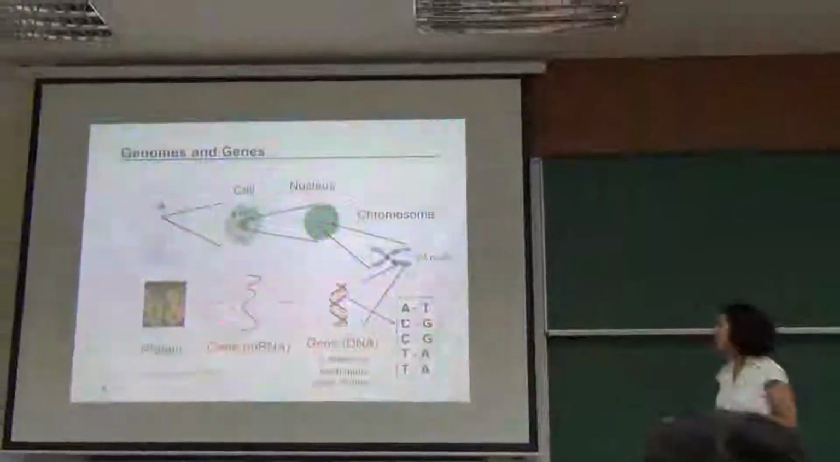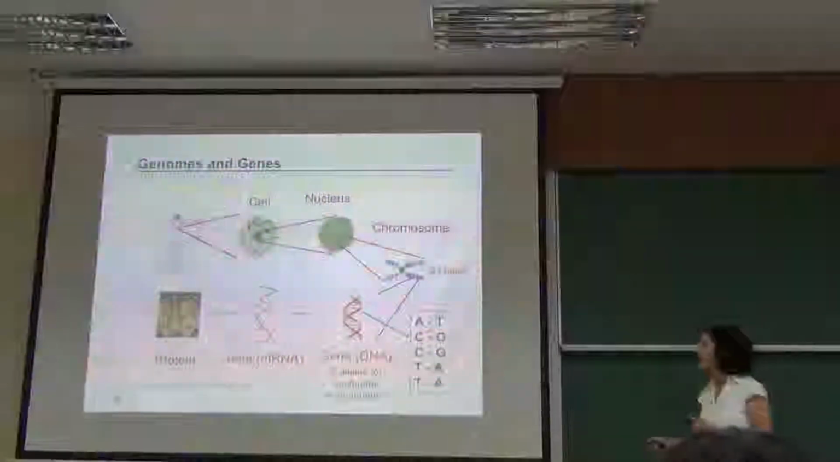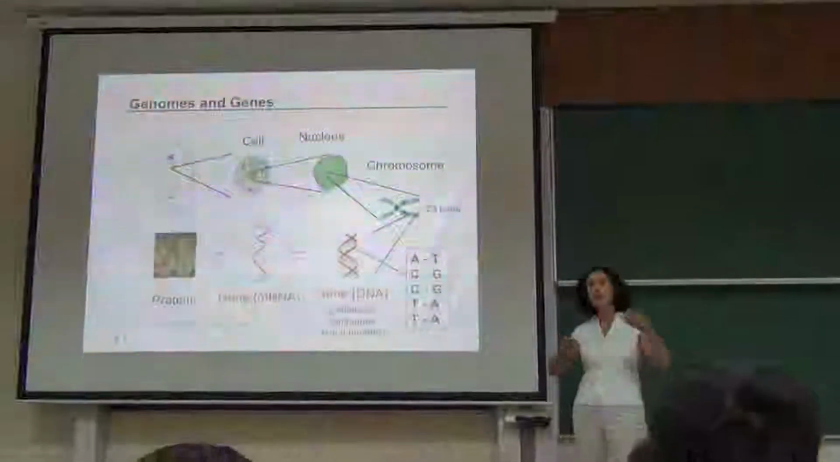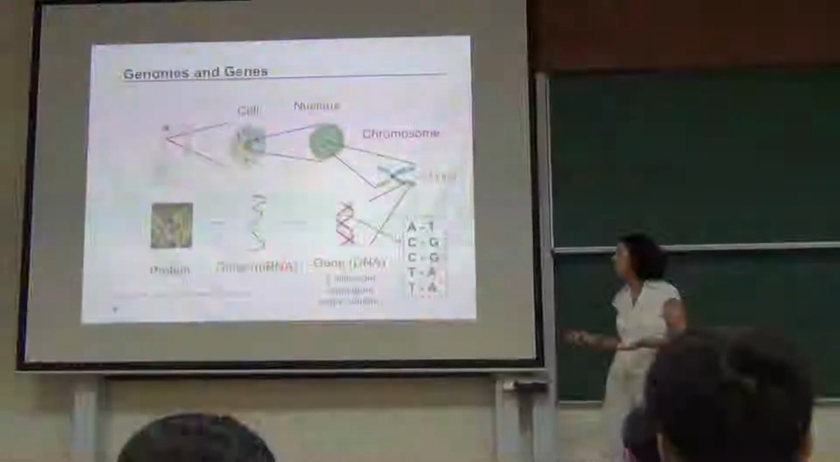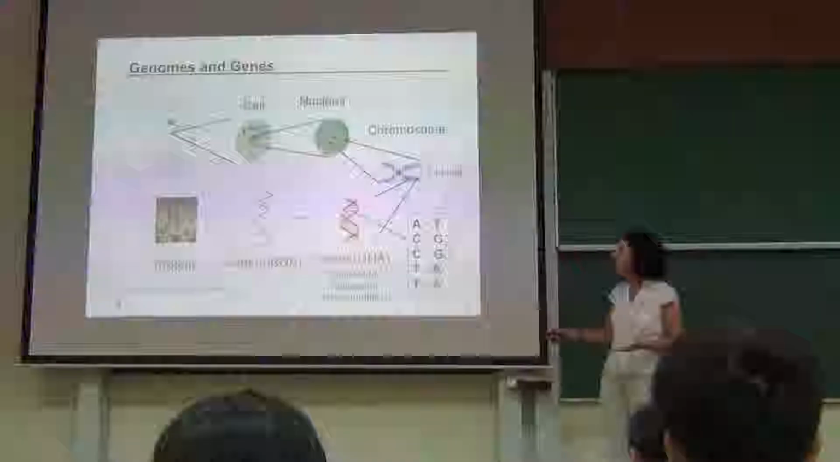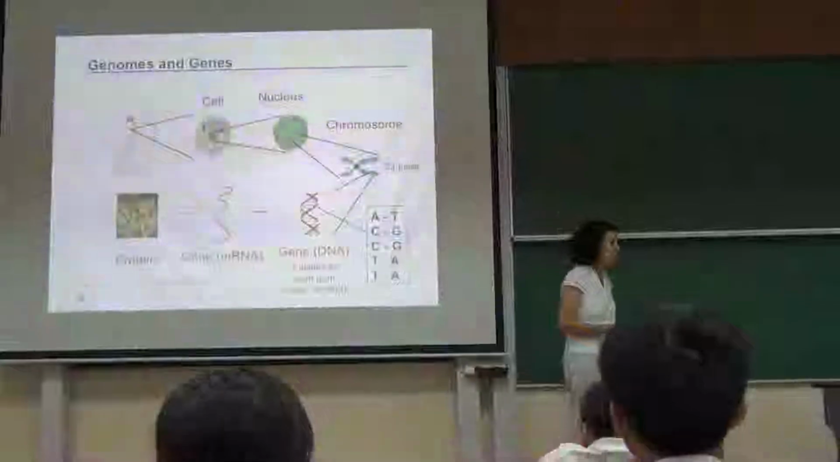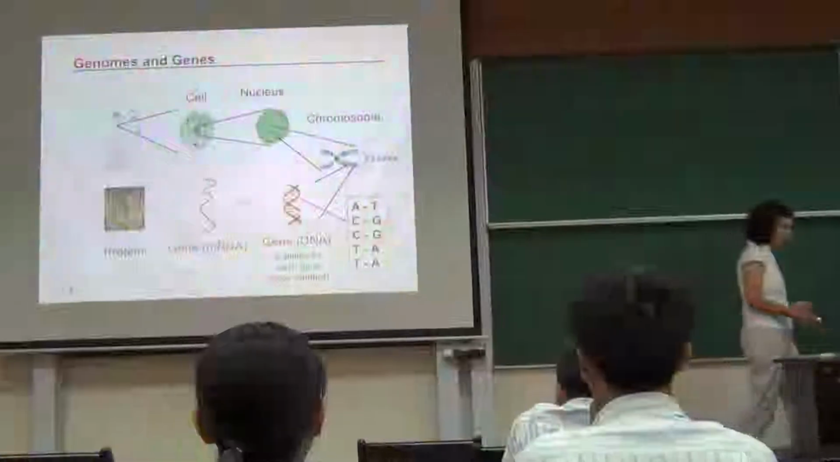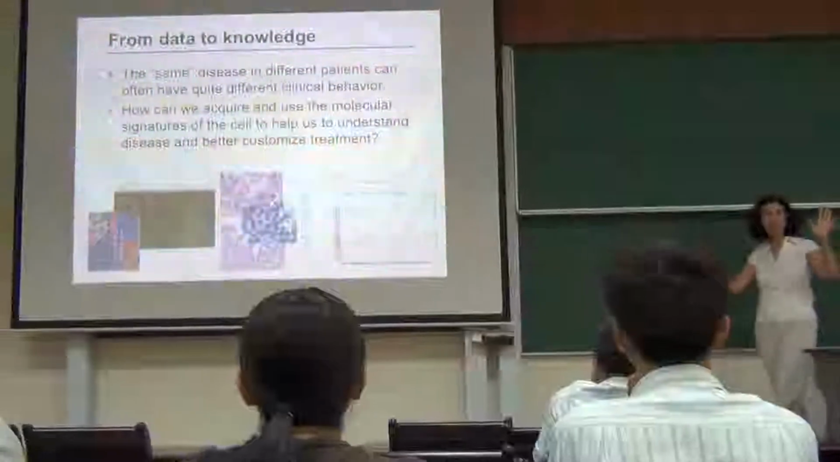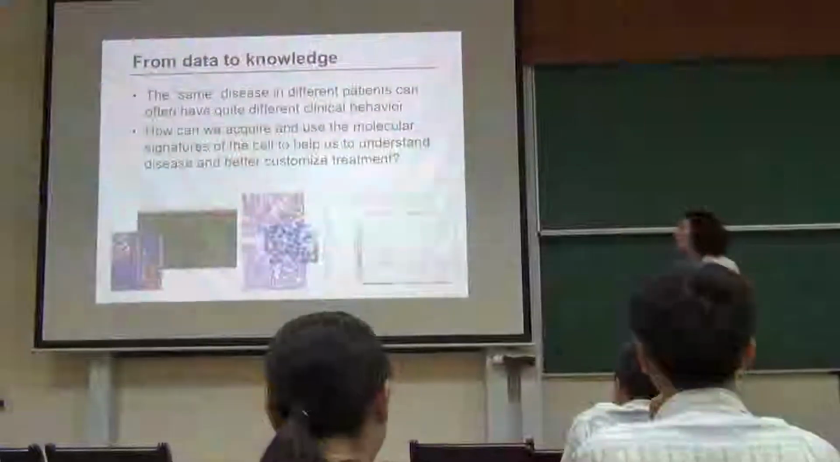The genes express what's called messenger RNA, and it's the messenger RNA that are the templates for the proteins that do all the work in our bodies. All right, so this is called transcription here, and then translation into proteins. That's all you need to know about biology for this talk, but not all you need to know about biology.